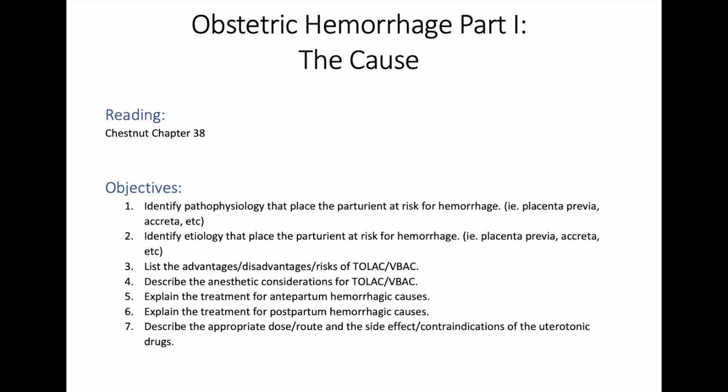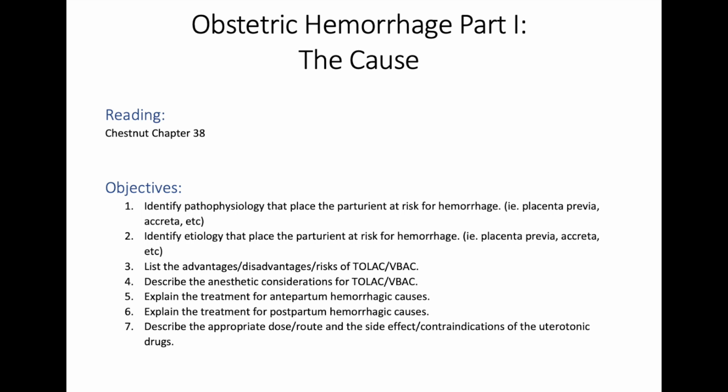Methergine. Methergine is a second-line drug. It causes intense and prolonged uterine contractions. It is an ergot alkaloid, and it has some pretty substantial vasoconstrictive actions. We give it intramuscular, 0.2 milligrams is the dose, and we have to be very, very careful in patients who are hypertensive or who have preeclampsia or coronary artery disease, as these are relative contraindications for administering Methergine. It can cause severe hypertension.